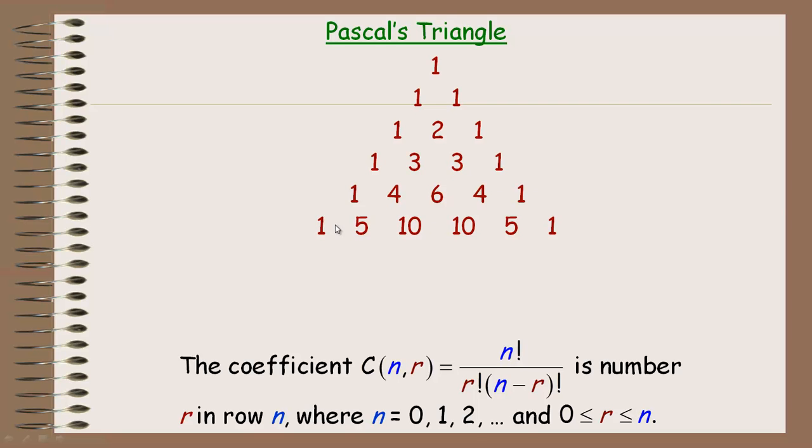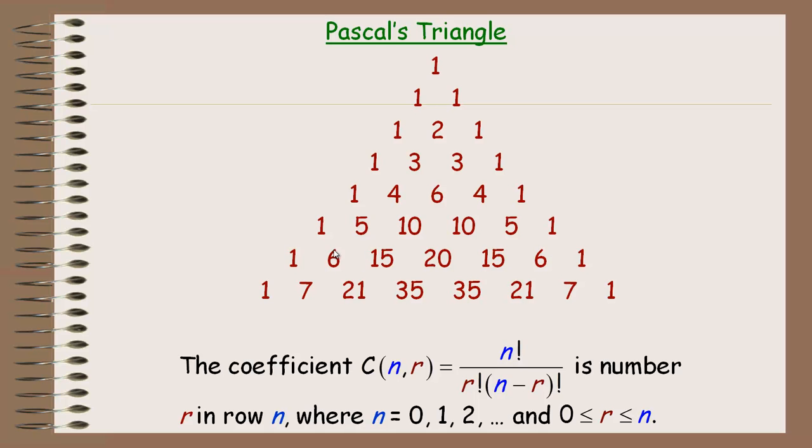So if the row is 1, 5, 10, 10, 5, 1, to get the next numbers, I would start with a 1, and then go 1 and 5 add to 6, 5 and 10 add to 15, 10 and 10 add to 20, 10 and 5 add to 15, 5 and 1, 6, ends in a 1. Next row starts with a 1, 1 and 6 add to 7, 6 and 15 is 21, etc. So that's the next row.